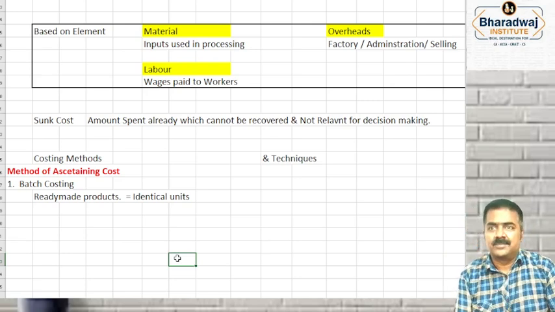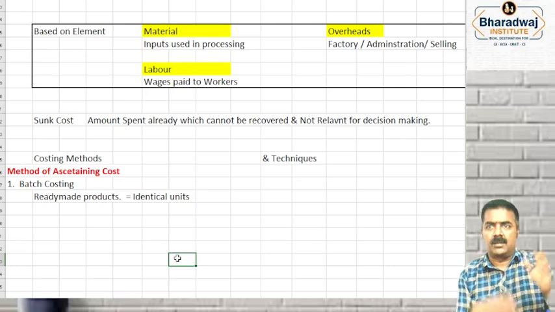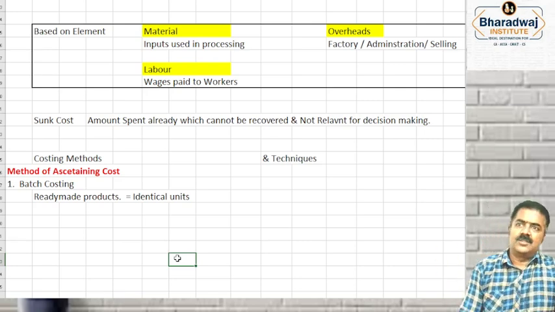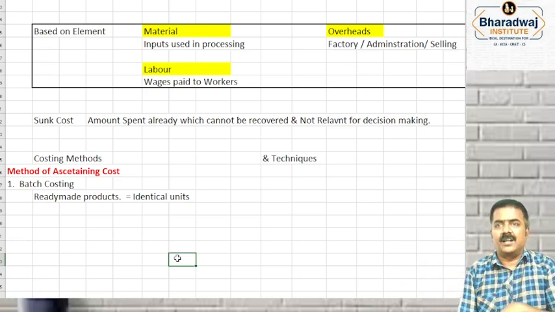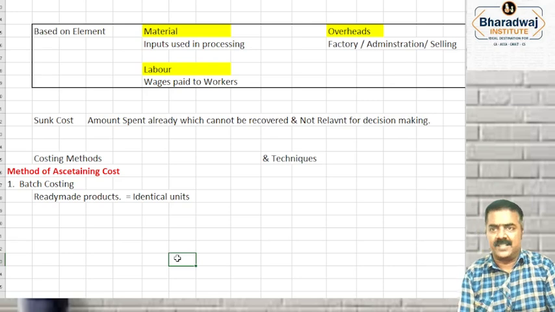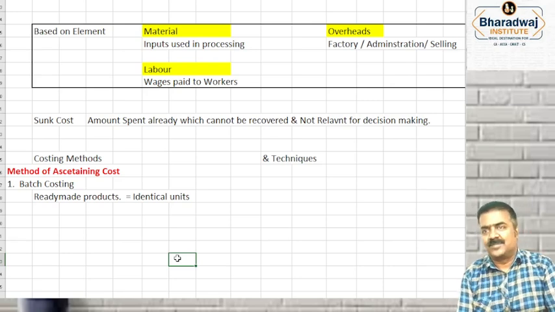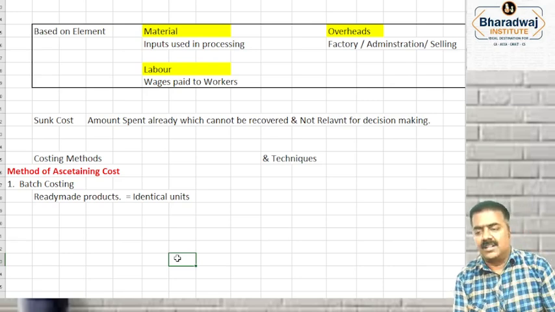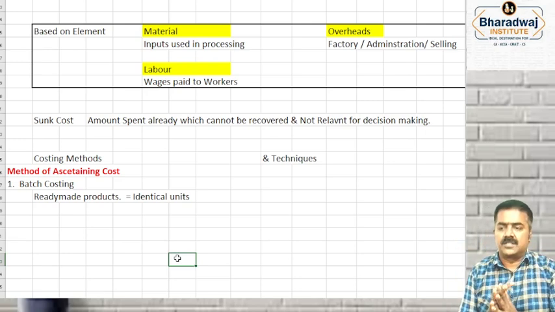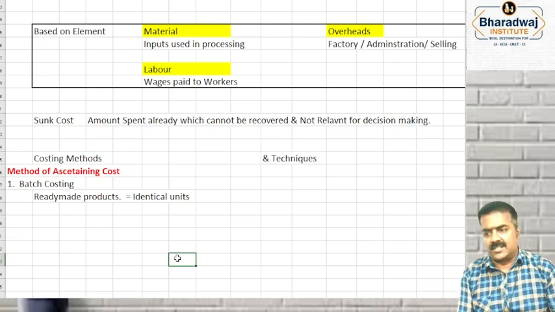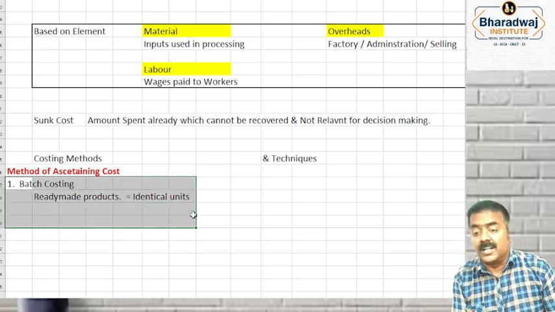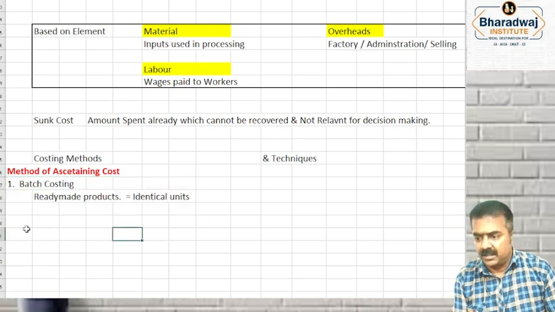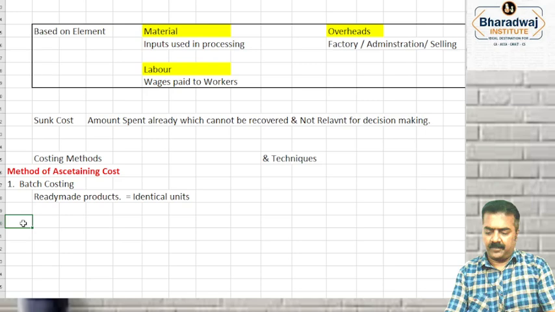Then ready-made chairs. Do they make one chair or a batch of chairs? Go to a bakery. The puffs or cakes. Do they make one cake or a batch of cakes? A batch of cakes. Toys. Wherever you find identical units made in batches, that is called batch costing. So batch costing is suitable when you make ready-made or customized products? Ready-made products. That is batch costing.